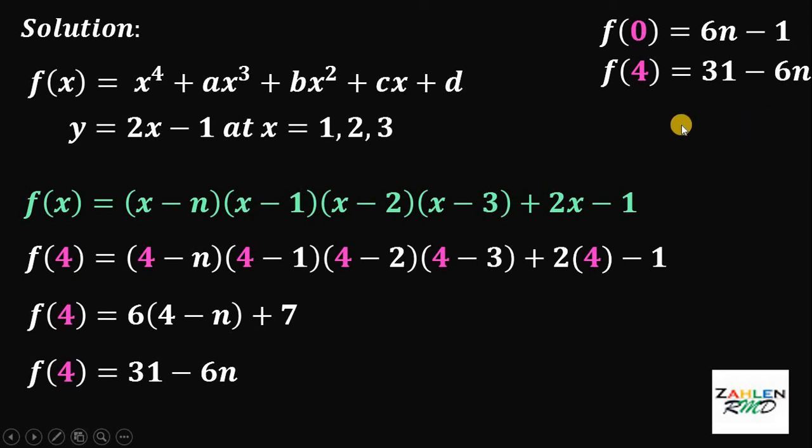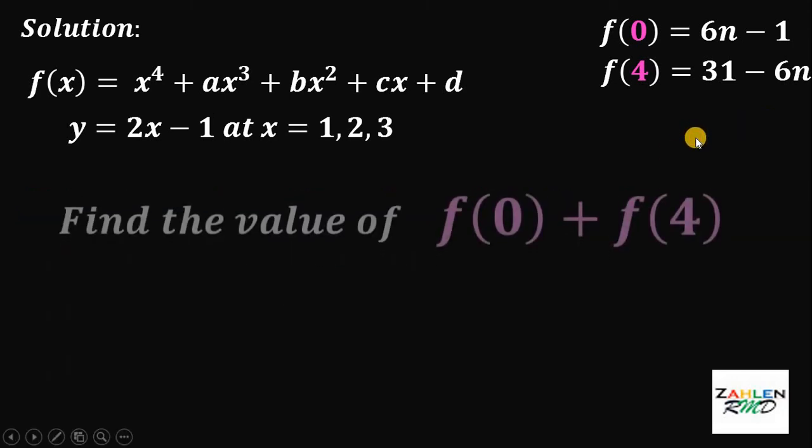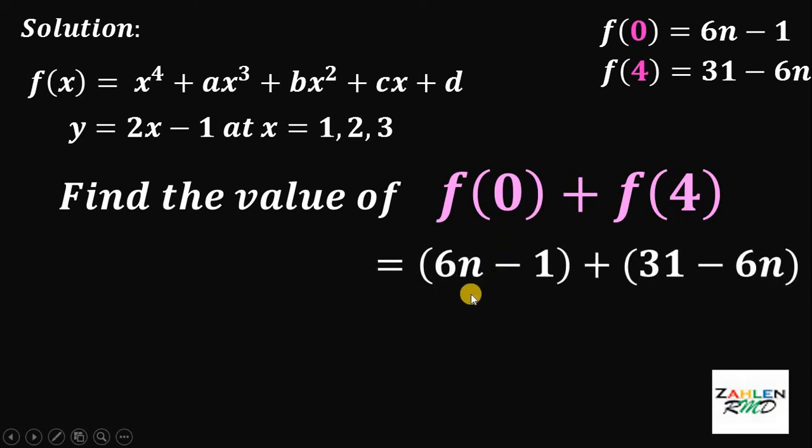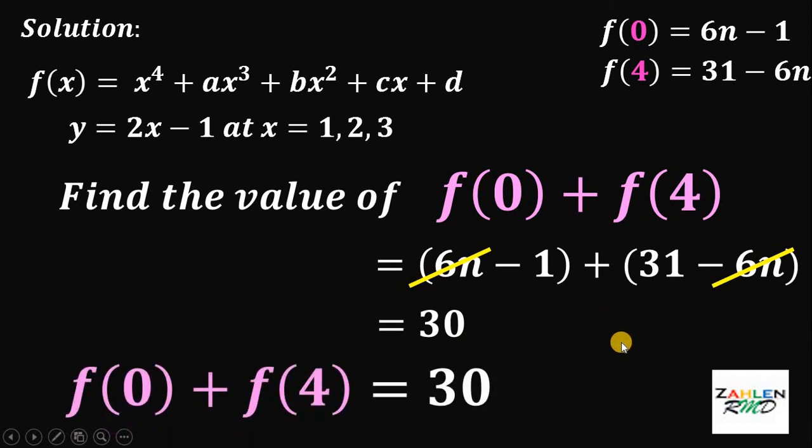Now don't forget our goal. Our goal is to find the value of f of 0 plus f of 4. Now we have the value for f of 0 and f of 4. It is equal to 6n minus 1 plus 31 minus 6n. Now we can cancel out 6n and negative 6n. Therefore, we have negative 1 plus 31. And negative 1 plus 31 is simply 30. Therefore, f of 0 plus f of 4 is equal to 30. And we're done.